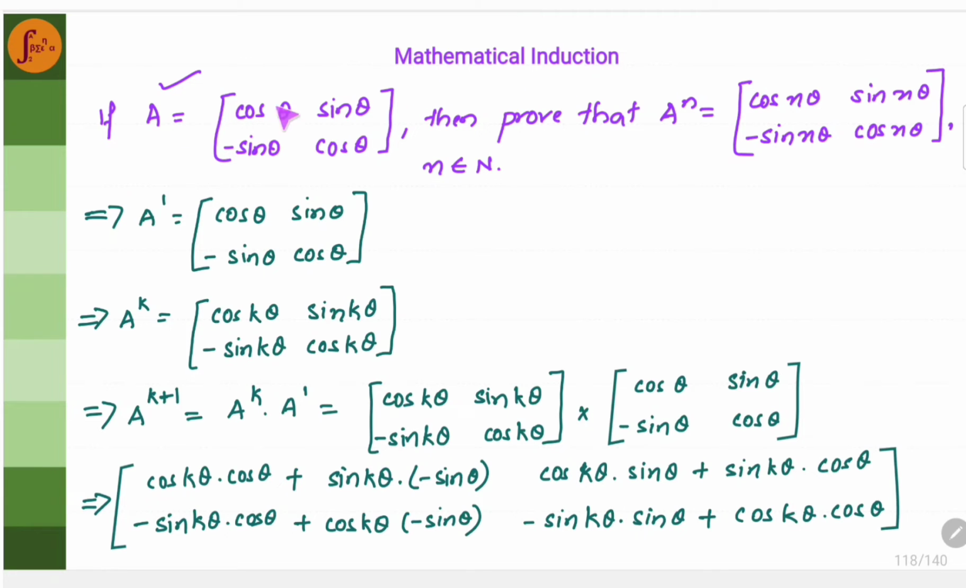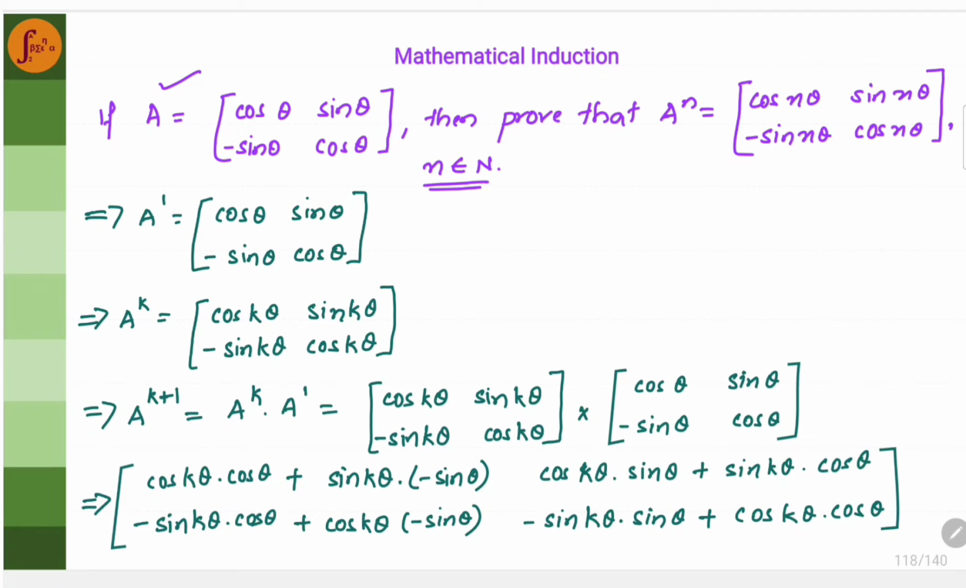If matrix A is equal to this one, then prove that A to the power n is this one, cos n theta, sin n theta, sin n theta, cos n theta, for all natural numbers. So n can be 1 till any infinite number. The matrix should be like this.